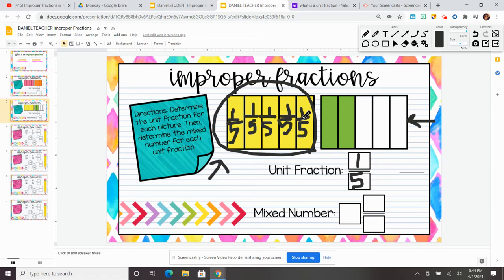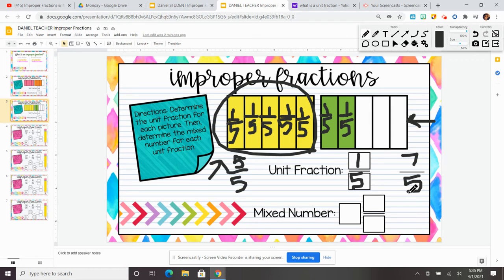All right, so what will this be? All right, you are correct if you said 5/5. That is 5/5. All right, so we keep going. Here's another 1/5. And here's another 1/5. All right, so if we were doing improper fractions, we would count all of these up, and our numerator will be the total: 1, 2, 3, 4, 5, 6, 7. 7/5 is our improper fraction.